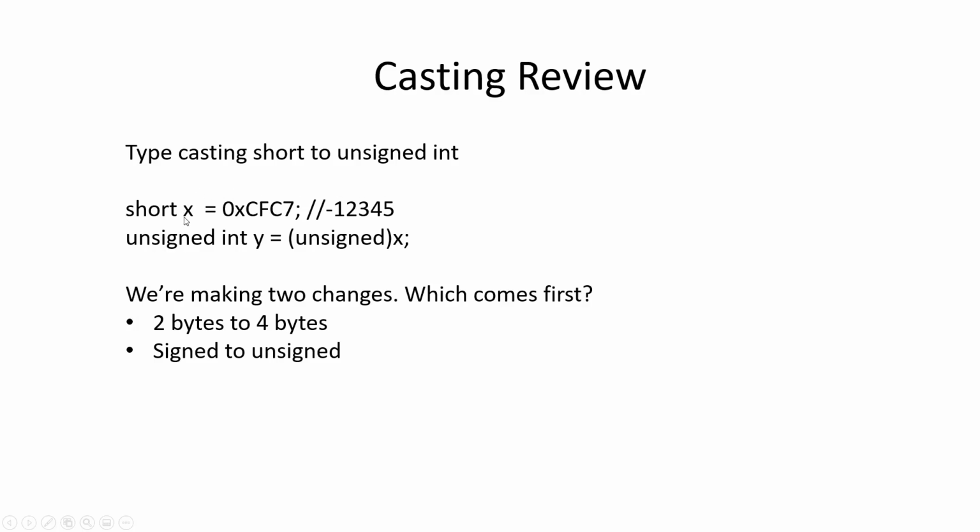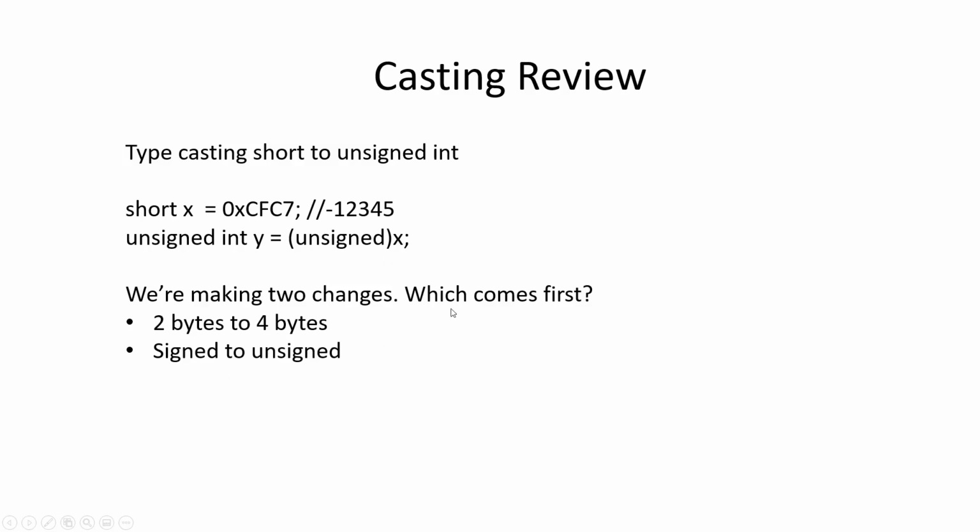So the next thing we're going to do is we're just going to take that X, which is a short, cast it to unsigned, and this is a shortcut for unsigned integer. So the way I cast is just use parentheses followed by my variable. I'm going to store that into an unsigned int. As we do this, we're making 2 changes. So we're going to change from 2 bytes to 4 bytes and from signed to unsigned.